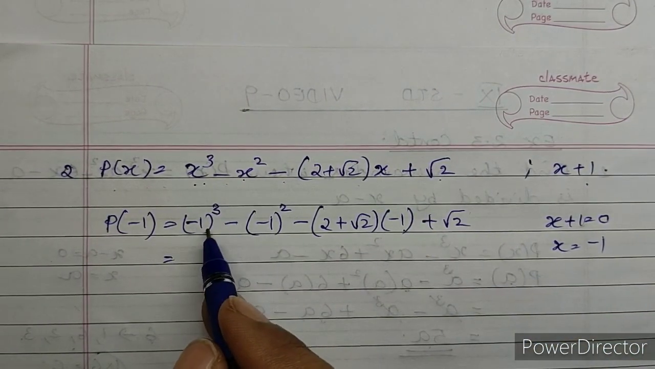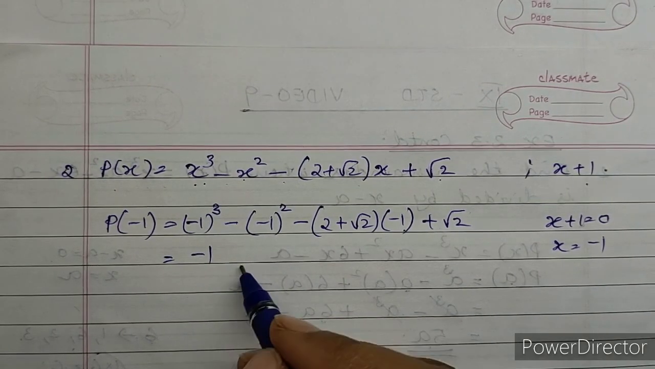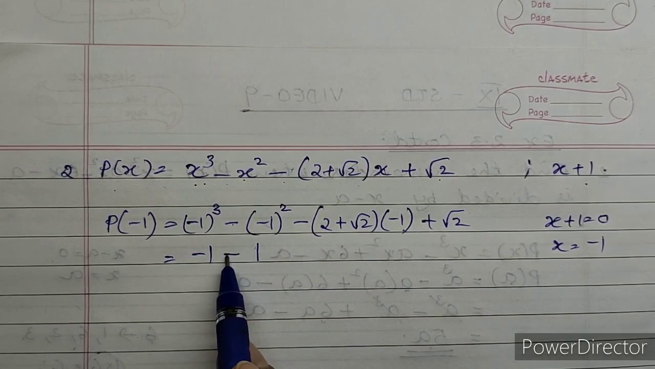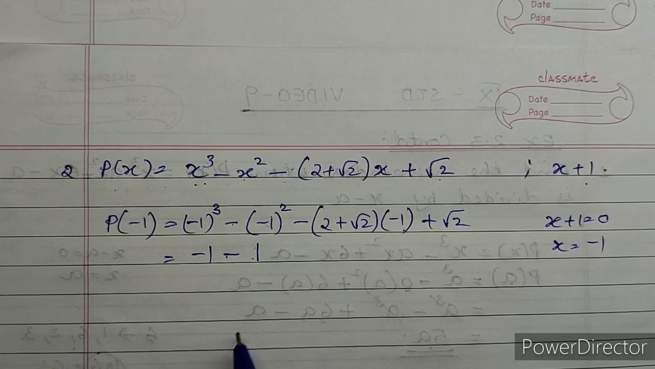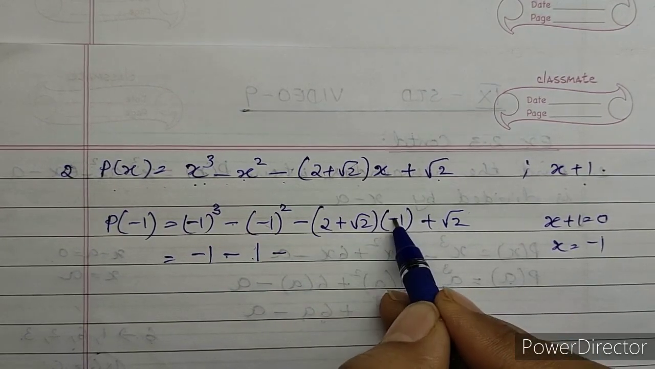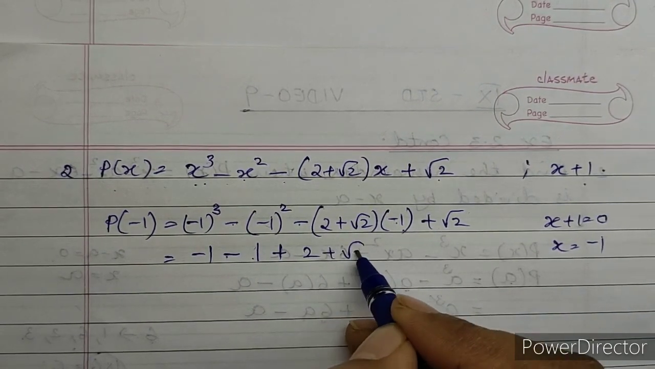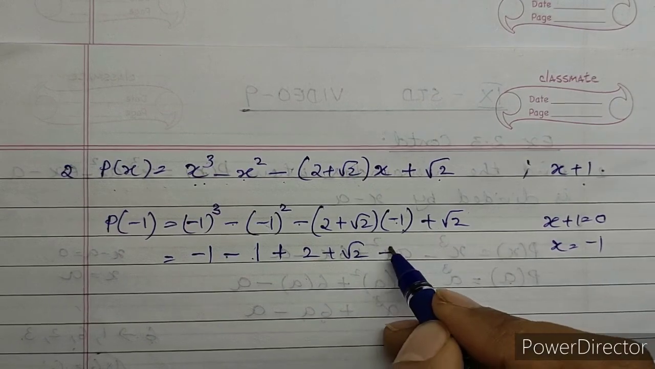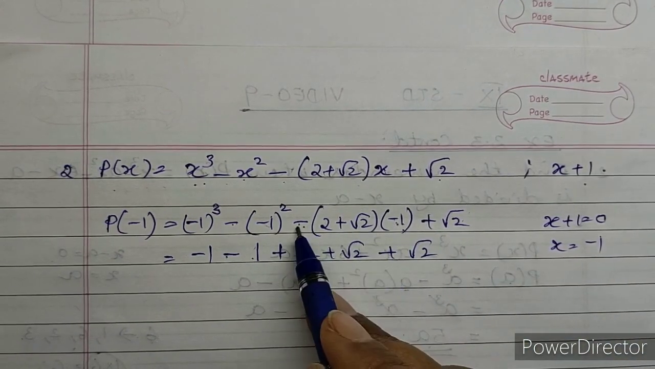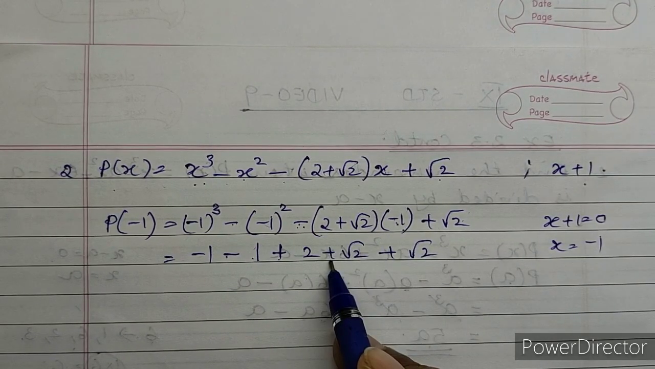So minus 1 whole cube, previous sum we have done. Odd number of times if it is repeating, answer is minus 1. Minus even number of times means plus 1. So this minus is here, I did not change. This one changed to plus 1. Minus negative 1 into this negative, into this negative, it will become positive 2 plus root 2 plus root 2, last root 2. So negative 1 into negative, negative into negative, positive 2 plus root 2 into 1, 2 plus root 2 only.